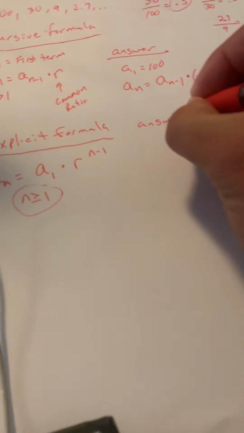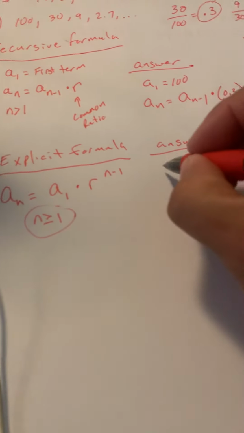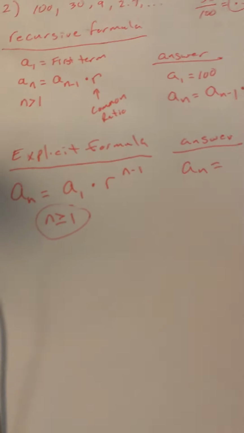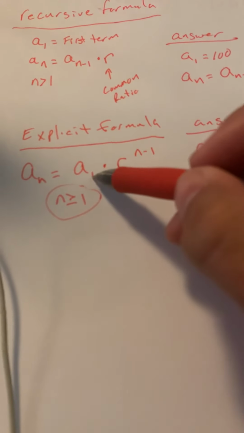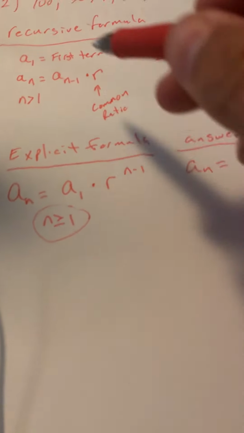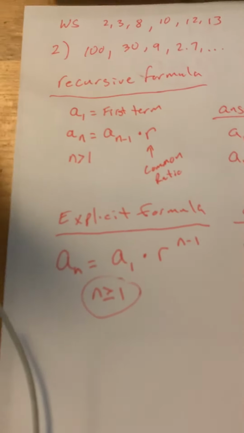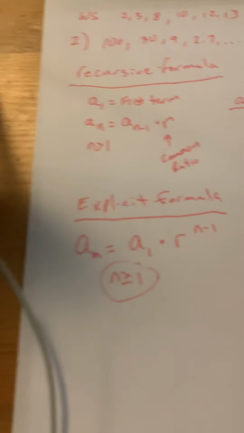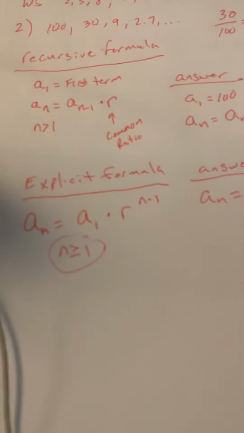So if I'm going to write an answer for this problem here, an explicit formula, again, I write a sub n equals, well, a sub 1 is my first term, and I know my first term up here is 100. So I write 100, and I'm going to times it by my common ratio.